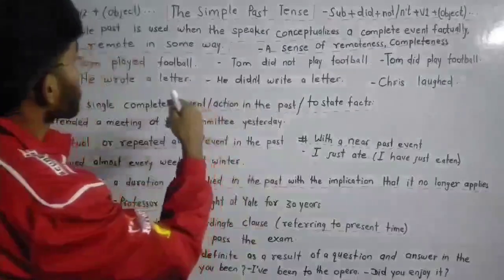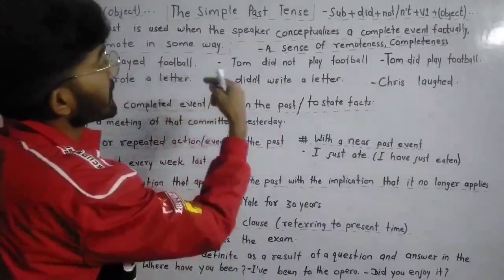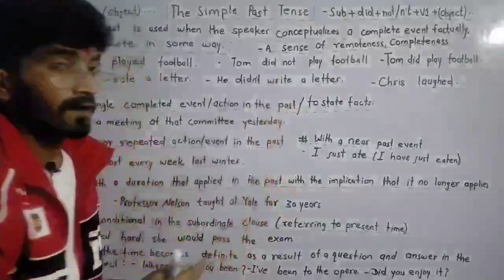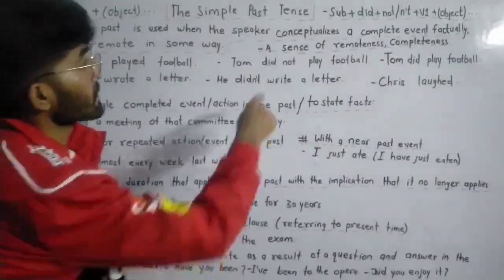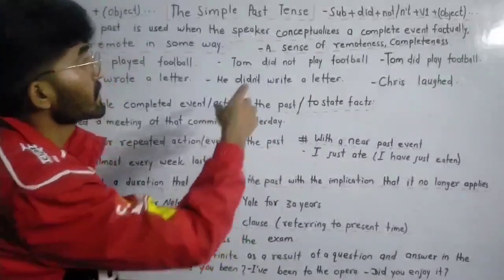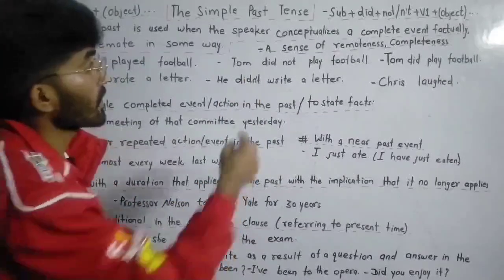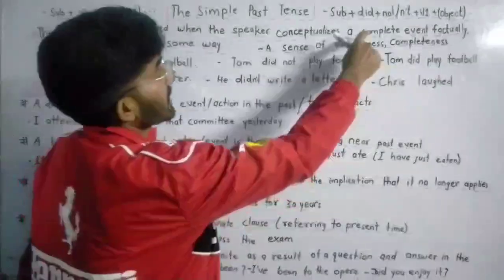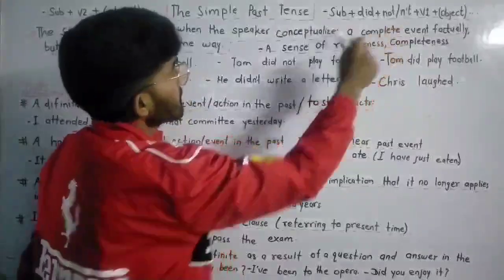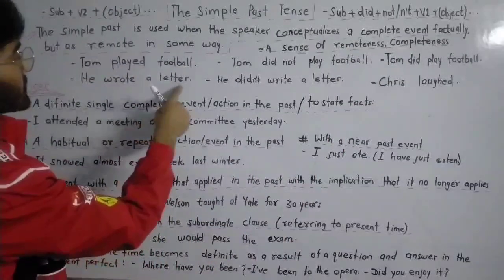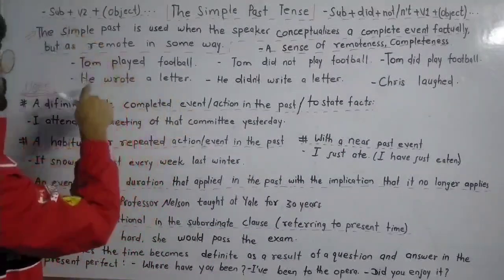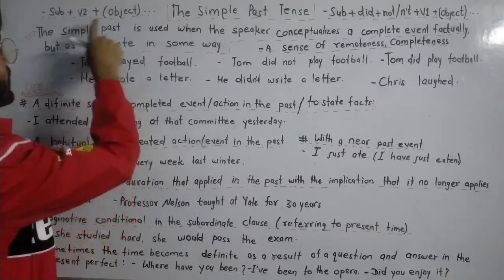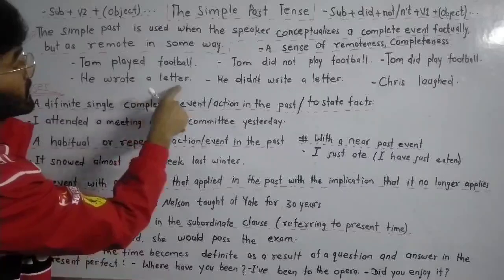While changing this sentence into negative, we can use did not, and did is a helping verb, also called an auxiliary verb. While changing into negative, we use did plus not or n't. You can see here, he wrote a letter. He is the subject, wrote is the main verb, verb 2, and a letter is an object.